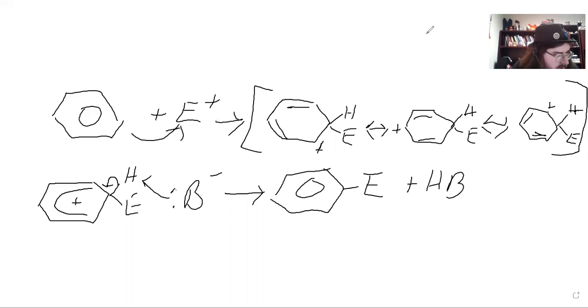We're going to do several different classes of reactions. We're going to do various halogenations, some nitrations, sulfonations, just to name a few. We'll eventually get to acylations and alkylations. We'll start with some of the easier ones.